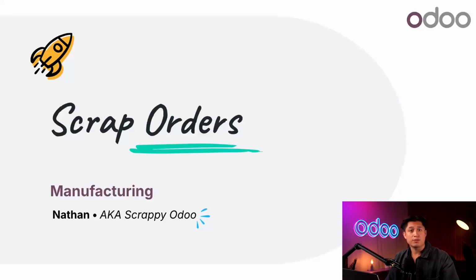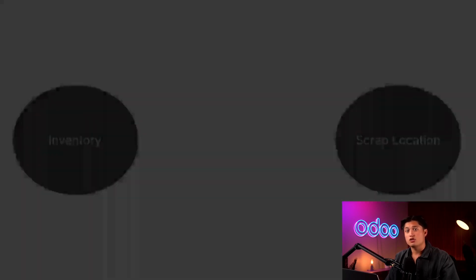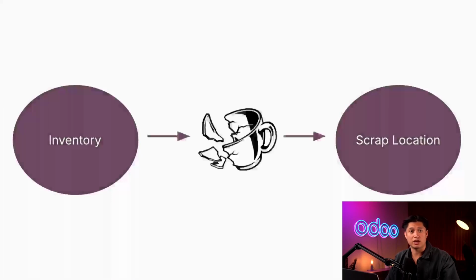You see, sometimes a component or finished product can't be used for a variety of reasons. Perhaps the vendor sent us a defective component, or maybe a component or finished product was damaged during or after manufacturing. Scrapping a component or product removes it from our inventory and places it in a location designated to store scrap. Odoo also gives us the option to replenish the product quantity that was scrapped, allowing us to get back to manufacturing as quickly as possible.